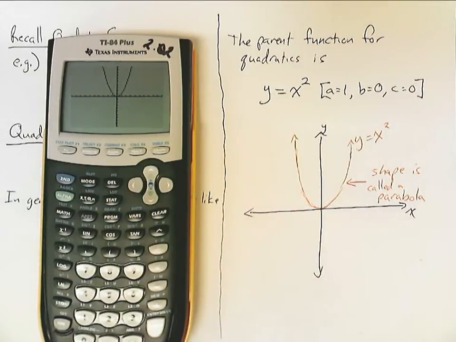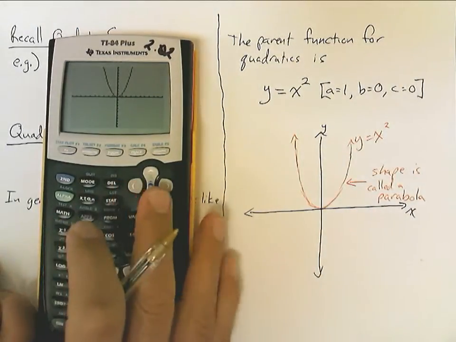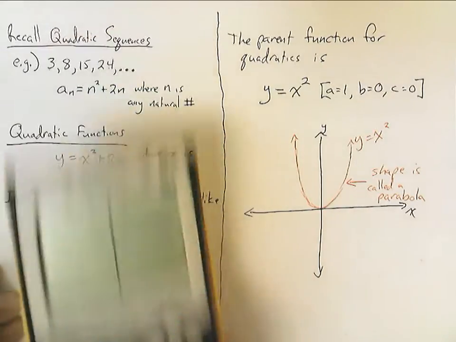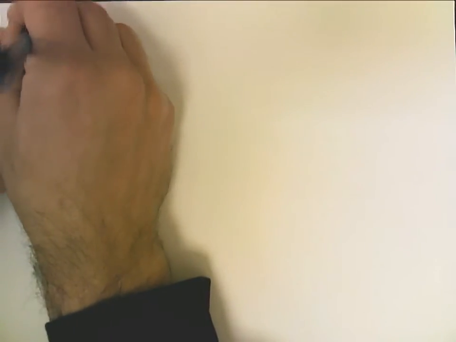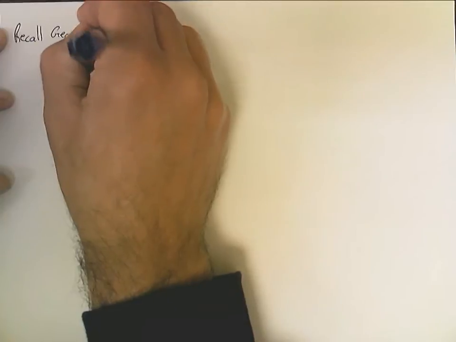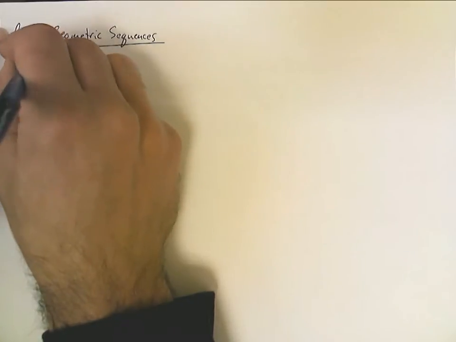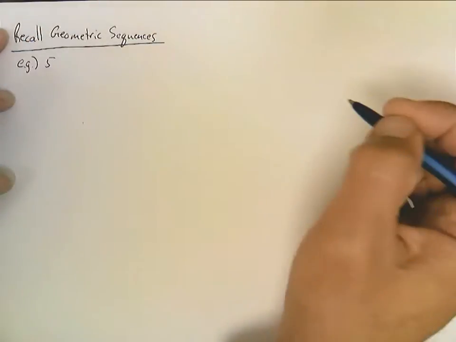And we'll be working with parabolas a heck of a lot this year. Anyways, that's the parent function for quadratics. Now, moving on to the geometric sequences. So let's recall that really quick. And we'll look at maybe this example here of start again with 5.